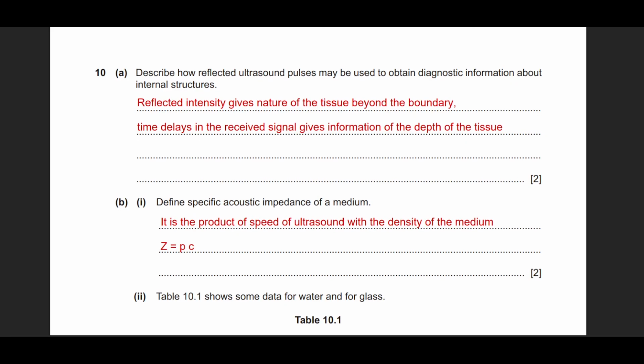Question number 10, he says, describe how the reflected sound pulse may be used to obtain diagnostic information. He says, how do you use ultrasound for diagnostic information? So the reflected intensity that comes back from the boundary actually gives you the nature of the tissue beyond the boundary. What's beyond that tissue? And the time delay, how long it took to come back, actually tells you about the depth of the tissue. How far away is it from the skin or from the outside?